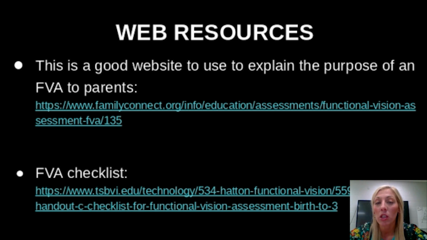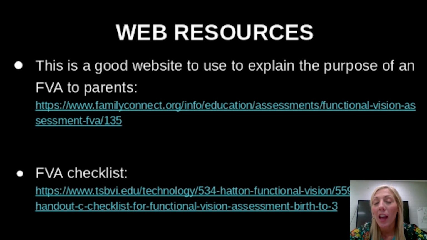The last resource that I wanted to share was the Functional Vision Assessment Checklist, and this is from the Texas School for the Blind. This has a great checklist, and it's for different sections. They have it for different age groups and how to test each area using different ways for informal or one of the tests that we just discussed.